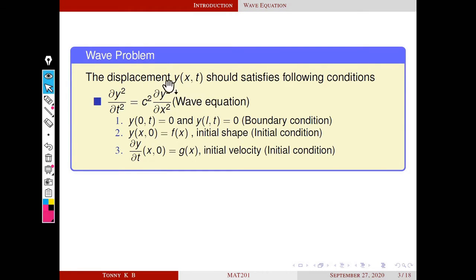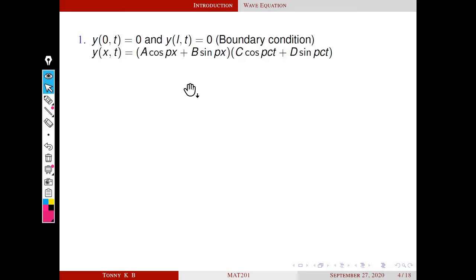That is, we have to find the displacement y(x,t). We know that y(x,t) satisfies this wave equation with these conditions: two boundary conditions and two initial conditions. So we are going to solve this problem using our third separable solution, that is y(x,t) = (a cos px + b sin px)(c cos pct + d sin pct). First we are going to apply these boundary conditions on our solution.